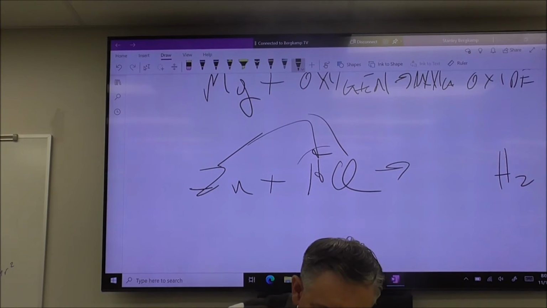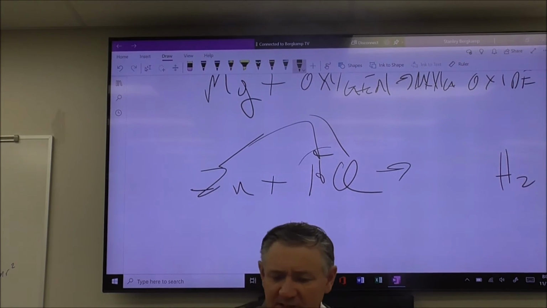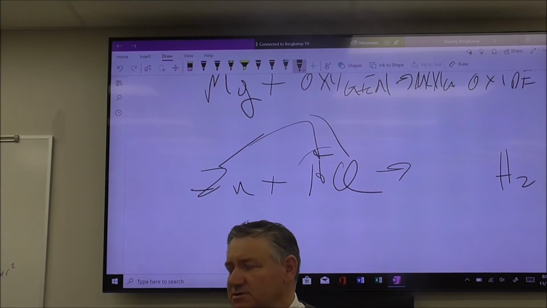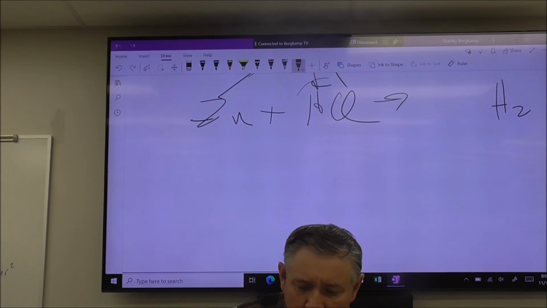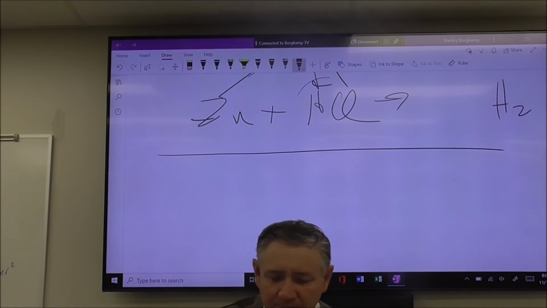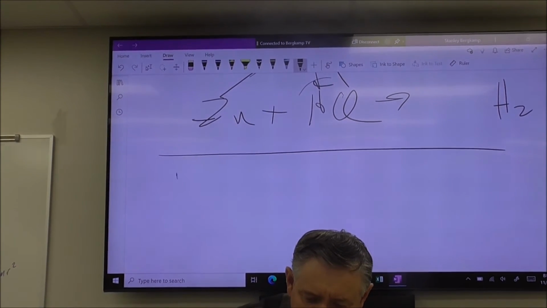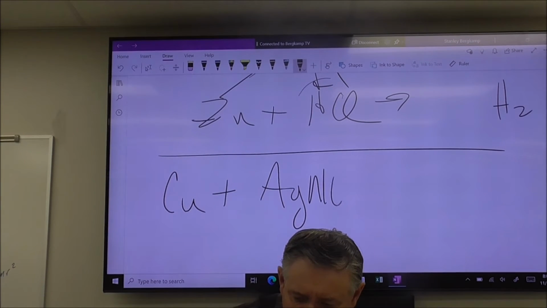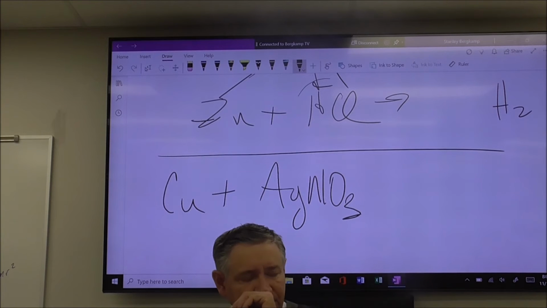When you get to reaction number 4, you're gonna take a piece of copper, okay, boom, there you go. You're gonna put that into a solution of silver nitrate. What's gonna happen, and this is gonna be important that you understand what's happening on an atomic level. So you're gonna have a chunk of copper, and we're gonna write this as silver nitrate, AgNO3.